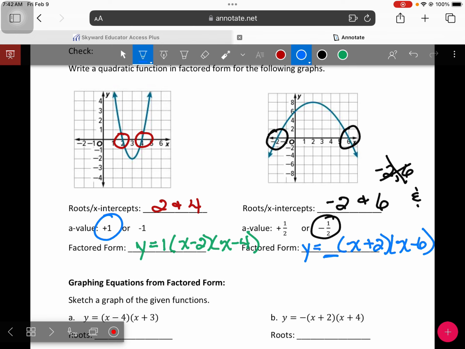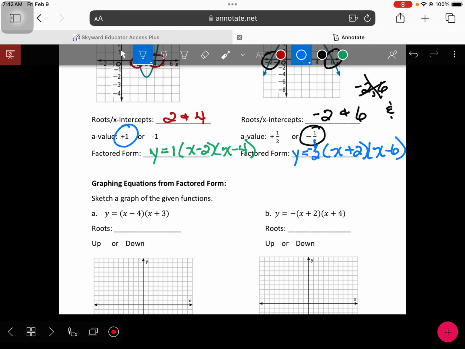A should go right here at the very front. And we said A was going to be -1/2. So we put -1/2 in here. Very nice job. Good job. You got the hard part. X plus 2, x minus 6. How many got that or something very similar? Nice. And the teacher goes wild.